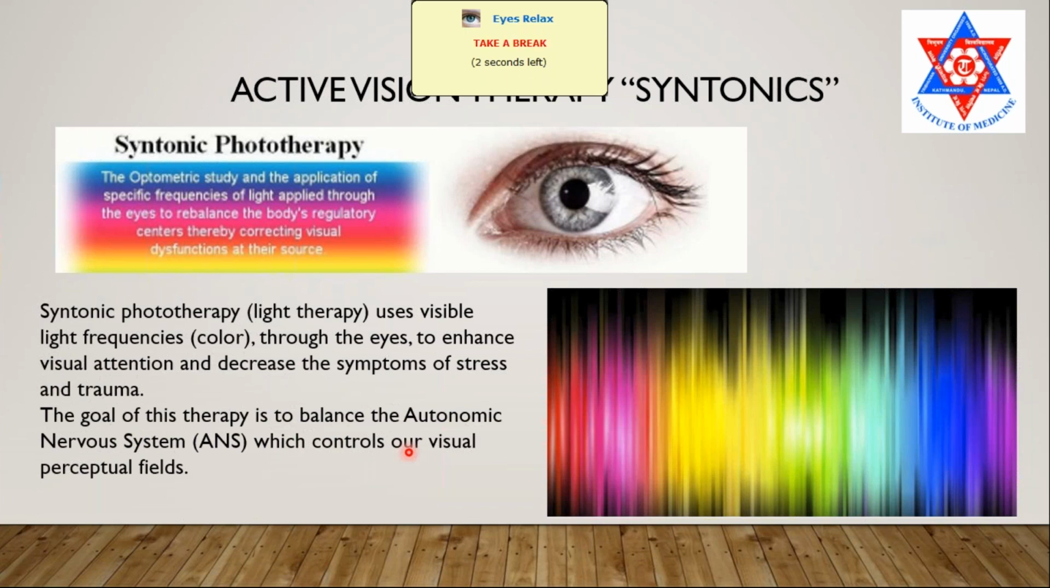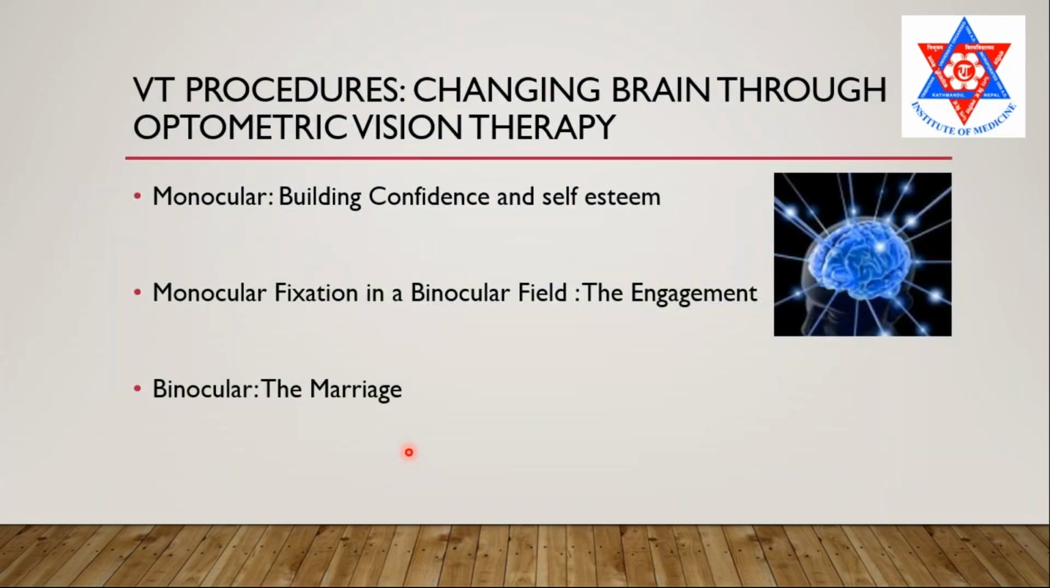Although we are not able to provide this kind of service to patients here in Nepal, we should know what the helpful tools are for the child with amblyopia, so I have incorporated these here. After this, the main things we can perform to improve the deficits present in the child through active vision therapy are three kinds of activities: the monocular vision therapy activities, the monocular fixation in a binocular field, and the third one, binocular activities.